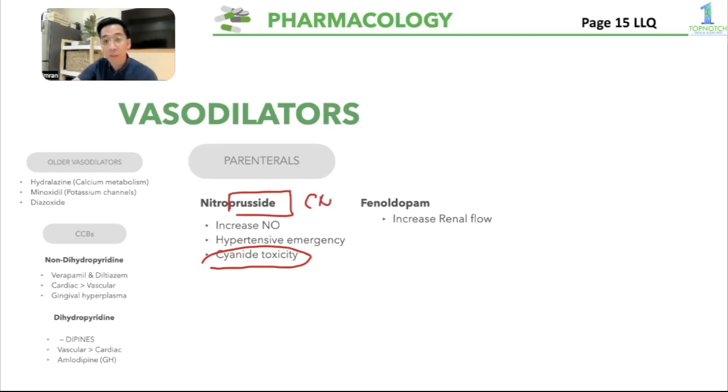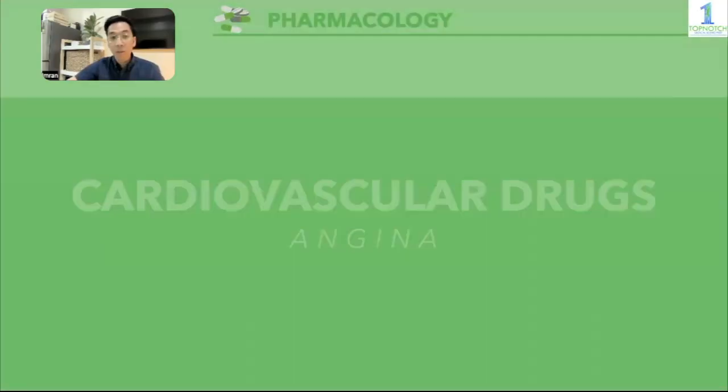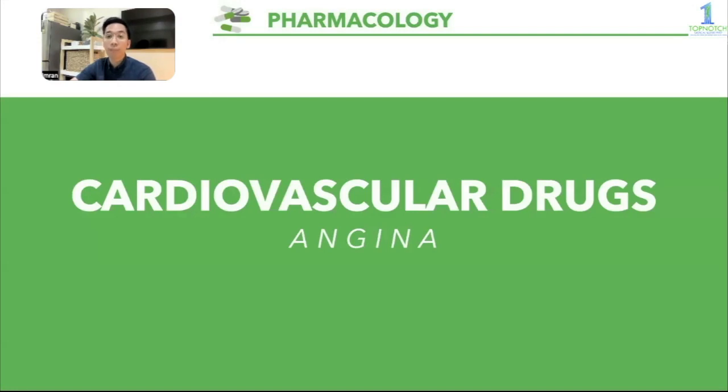Okay? One more thing is your fenoldopam. Your fenoldopam also is a vasodilator that can also increase the renal blood flow because it has an action on your dopamine receptors. And when you stimulate the dopamine receptor, it can increase the renal blood flow as well. Okay? So, ayan. So those are the drugs for your hypertension.